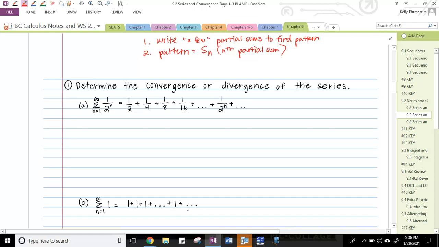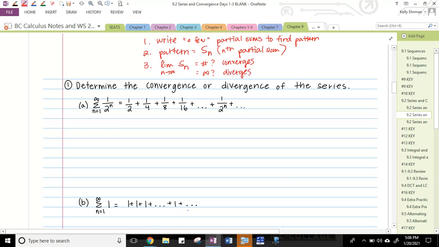And then once you have that pattern, step 3 is to take the limit as n approaches infinity of your pattern, of your partial sum, and see what happens. Does it come out to a number or does it come out to infinity? If it comes out to a number, then the series converges. If it comes out to infinity, the series diverges.